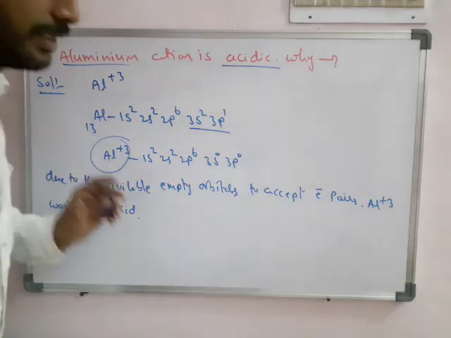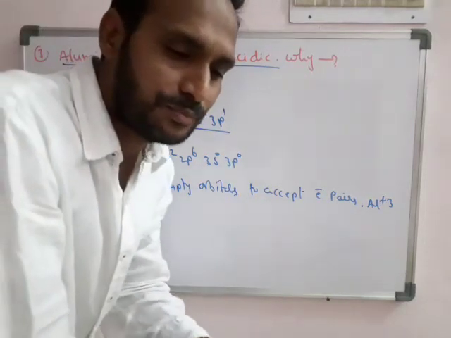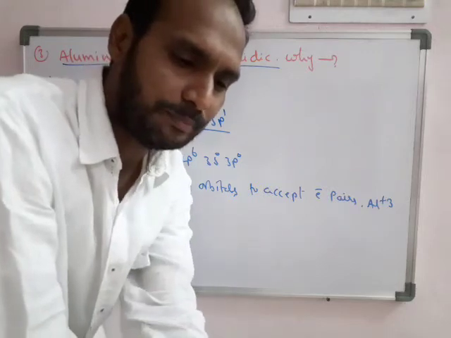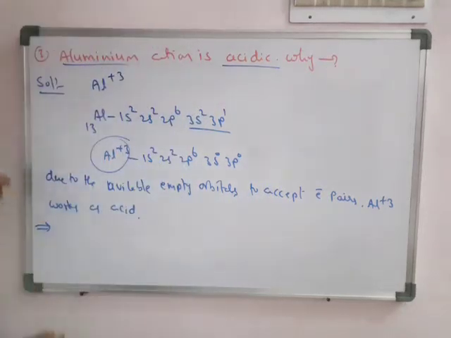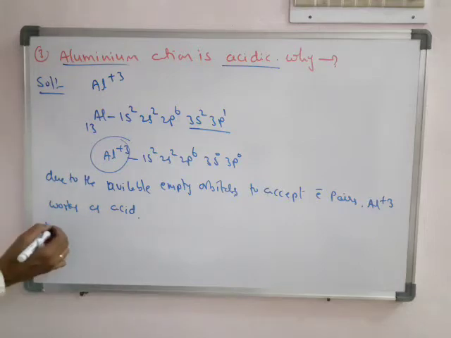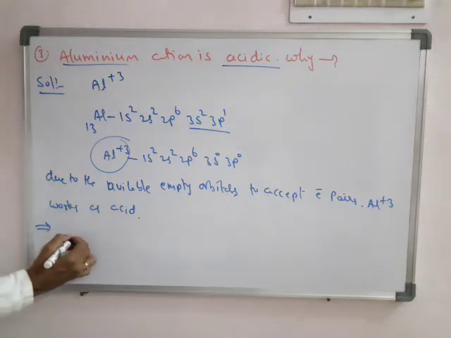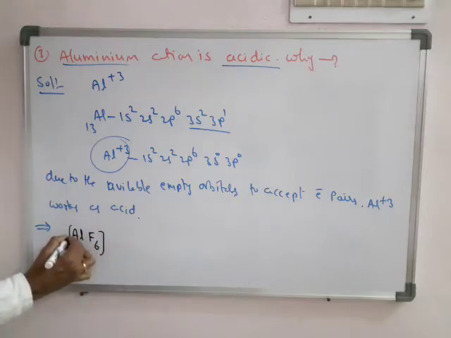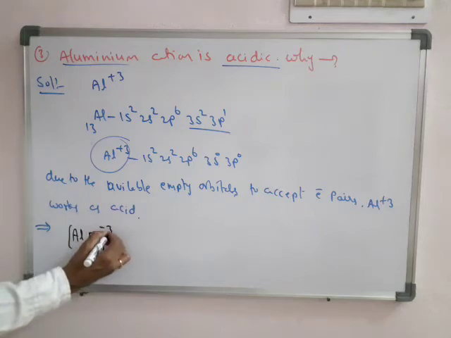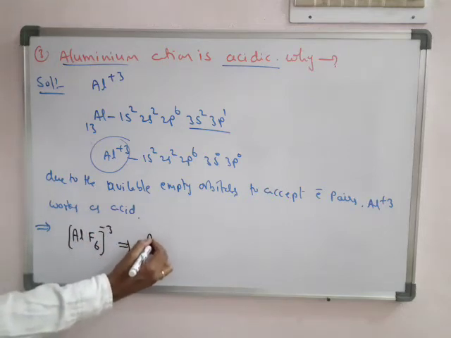So we get another importance of Al plus 3: it is also able to form complex compounds just like the transition elements. In the last question, we explained that complex compounds are mainly formed by d-block elements, but in rare cases aluminium also forms a complex ion. This is the AlF6 3- ion, so actually it is formed.